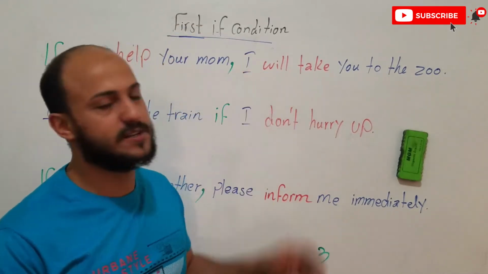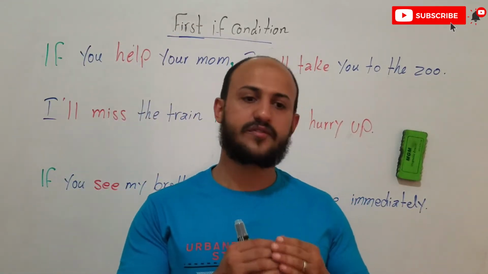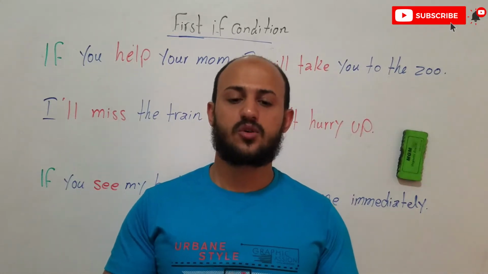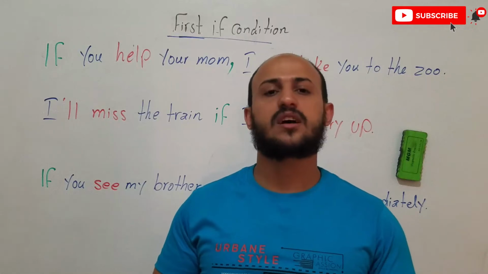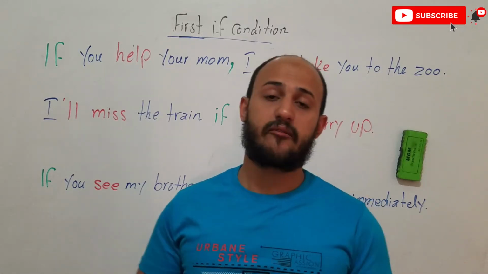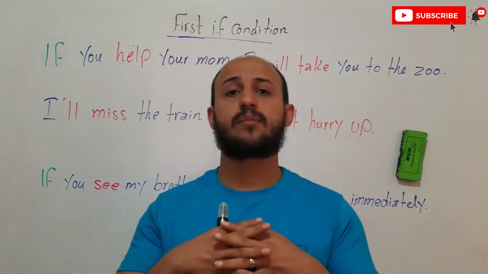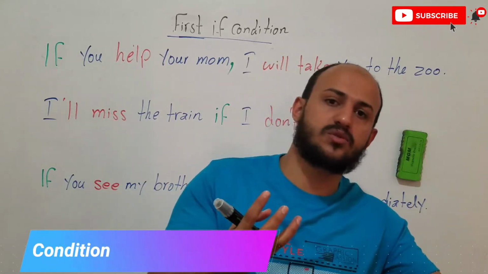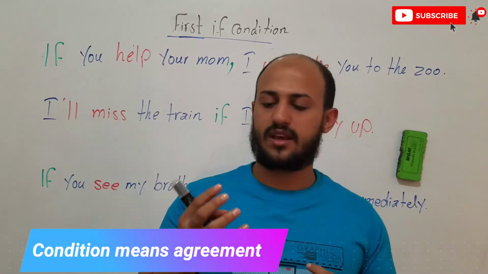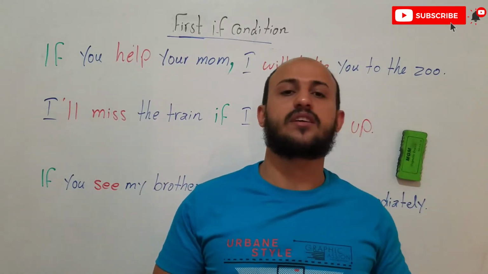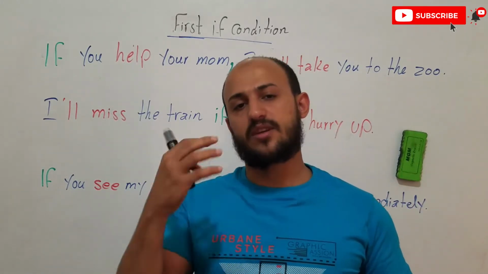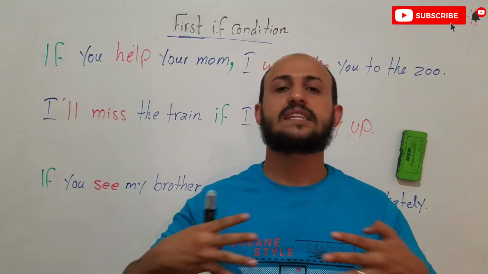Alright, so this is the rule for first if condition. We use this one for future facts. Okay, so if you do this one, I will do that one. Let's talk again about the word condition. Condition means agreement. You do this, I will do this. Alright, so if number one is not here, number two will not be here. Okay, so this is the agreement or condition.